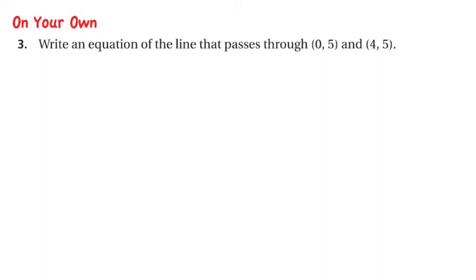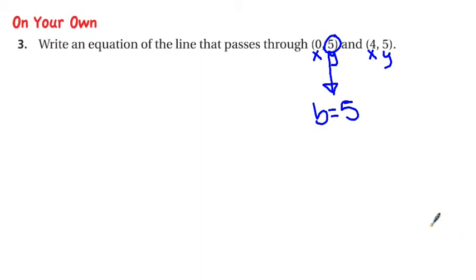If I wanted to write the equation of a line that passes through (0, 5) and (4, 5), again, the first thing I notice is I have an x value of 0, which makes this my y-intercept. My b value is 5.